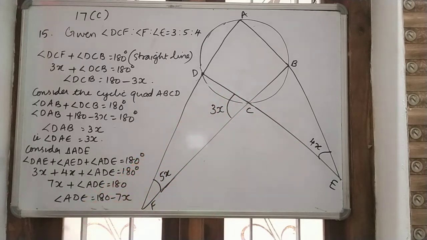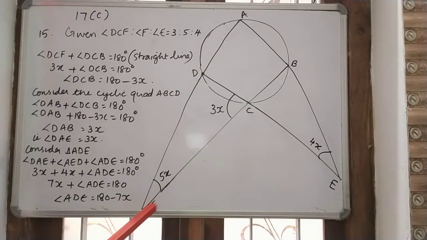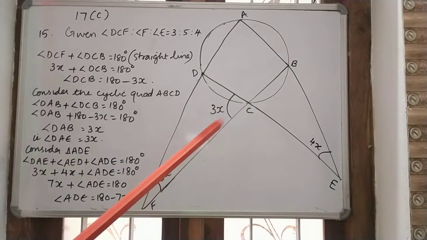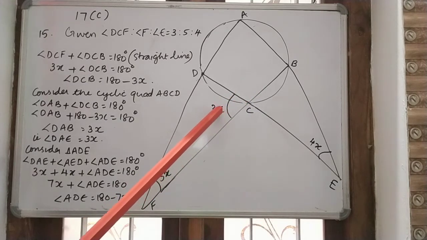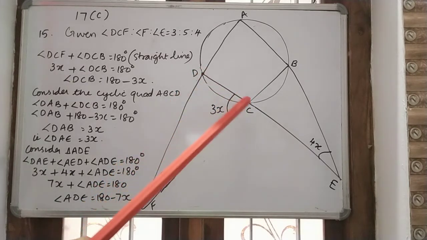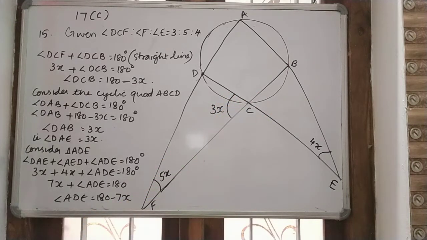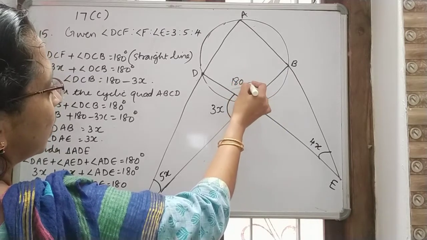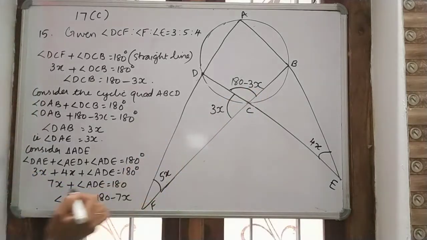Then look at DCF plus angle DCB. Since DF is a straight line, the sum of angles will be 180 degrees, that is 3x plus angle DCB will be 180 degrees. So what about DCB? This angle will be 180 minus 3x, that is angle C.